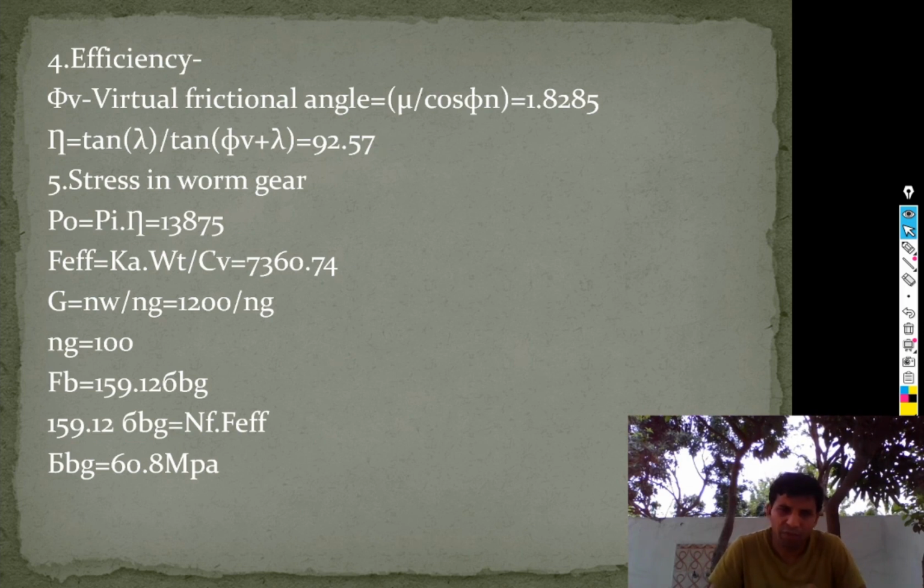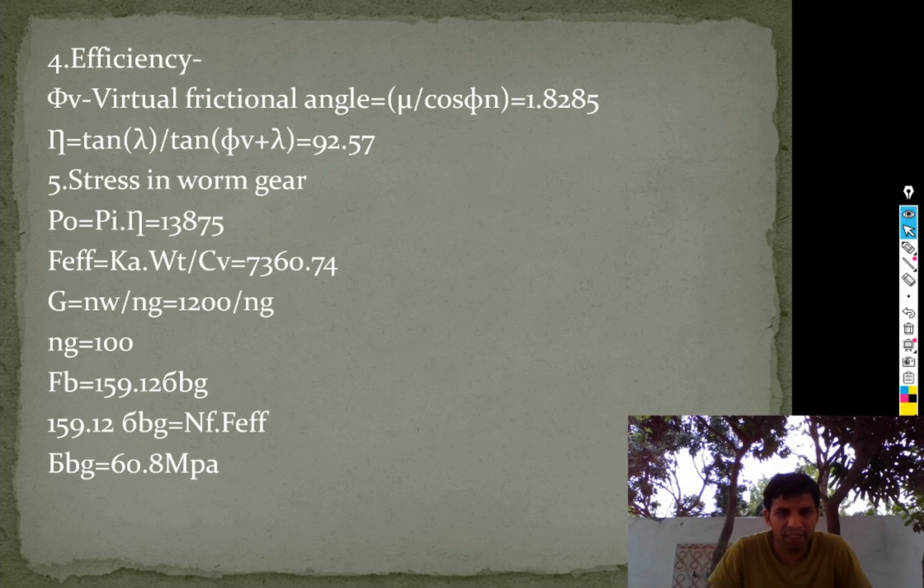And for the gear ratio, how can we find it? You know that the speed of the driver divided by the speed of the follower gives the gear ratio, that is 1200 divided by ng, where ng is 100. By putting in these values, we get the gear ratio. And what is the gear ratio? That is 12.